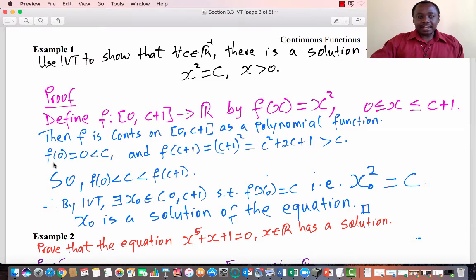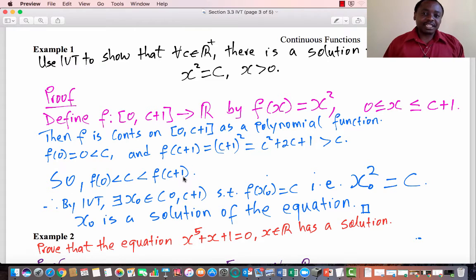Now go ahead and evaluate f of 0. You'd get 0, which is less than c because c is positive. Also, f of c plus 1 will give you c squared plus 2c plus 1. We are adding positive terms, plus 1, so that is definitely greater than c. So we have that f of 0 is less than c, which is less than f of c plus 1.